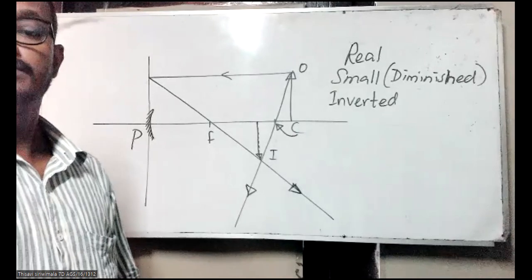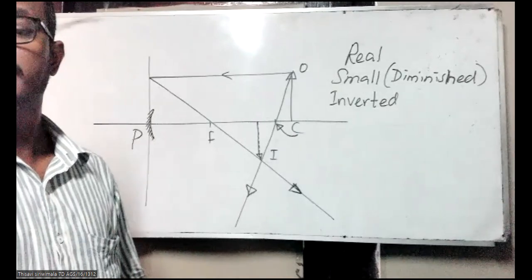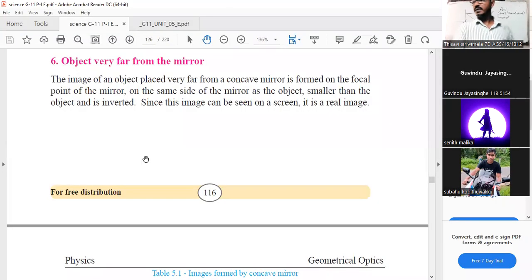Okay. So we draw 5 of them, right? Then we go for the object very far from the mirror. So in this case, actually the diagram is not in the book, right? We have to draw it by ourselves.